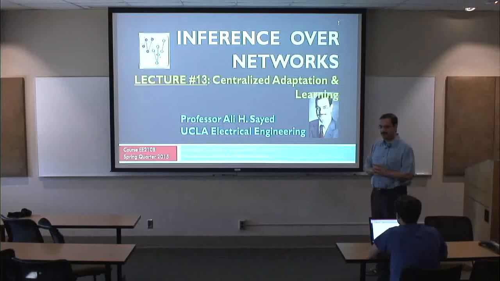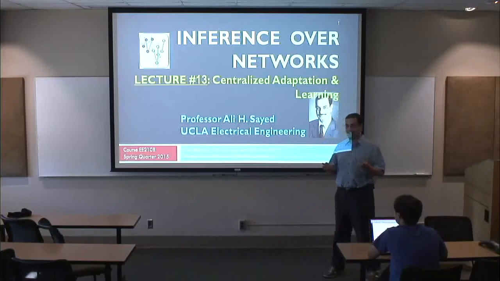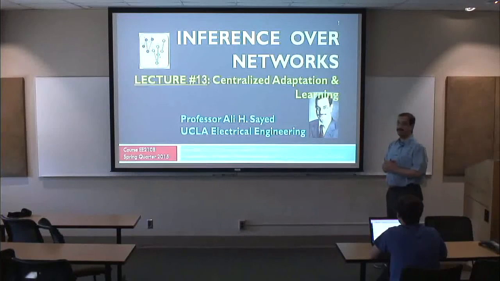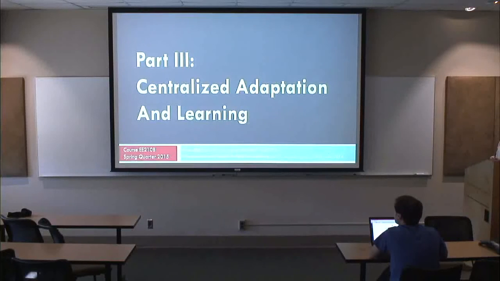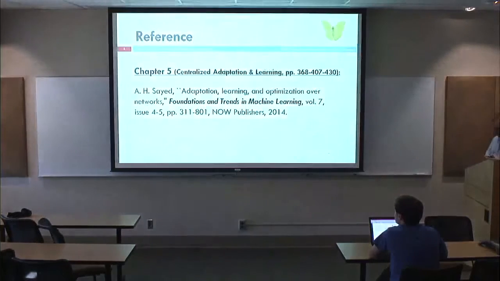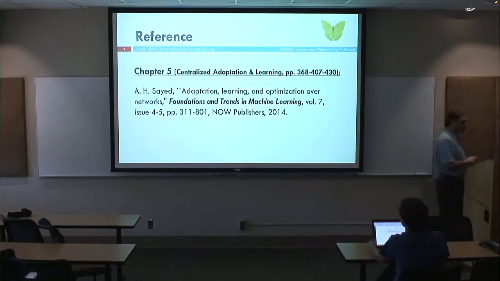Okay, what if you have, for example, a fusion center that's able to collect the information from multiple agents and then run a centralized algorithm? What kind of performance can we expect, and how does it compare to the single agent case? So this is the theme of today's lecture. This is part 3, centralized adaptation and learning, and it's based on chapter 5 from the text that I indicated to you earlier.